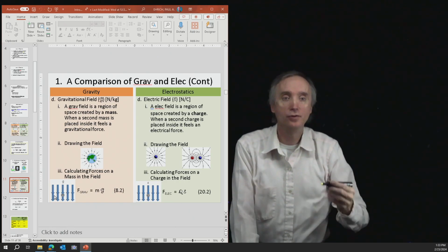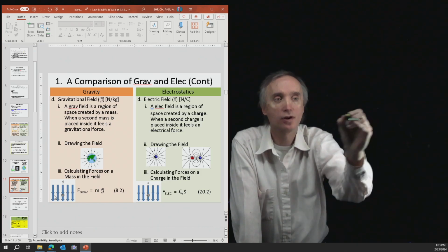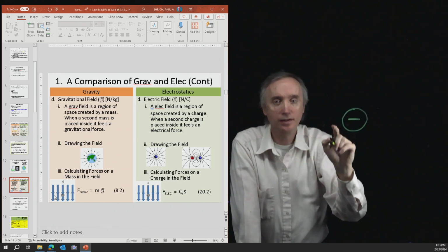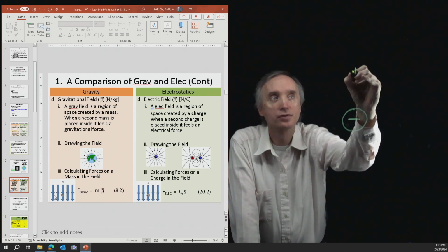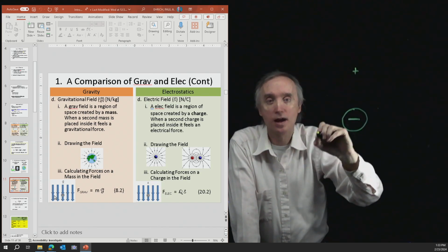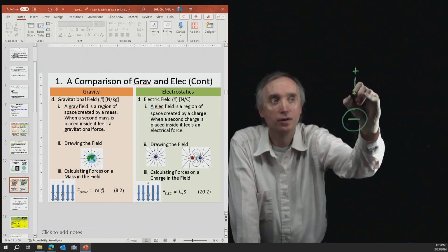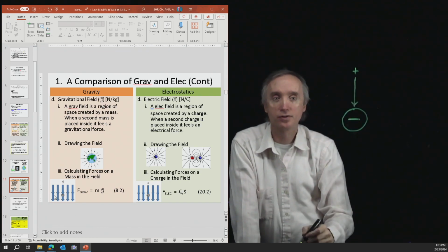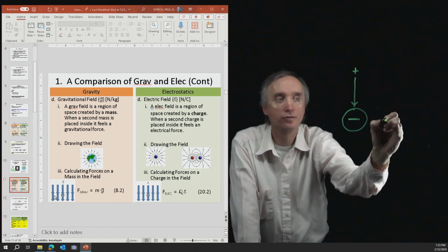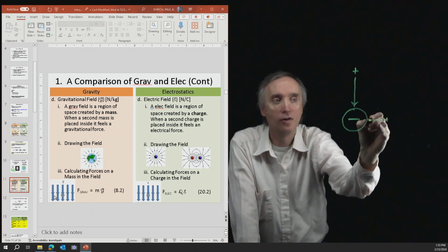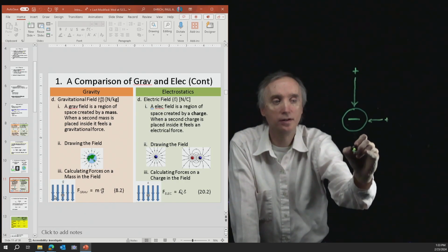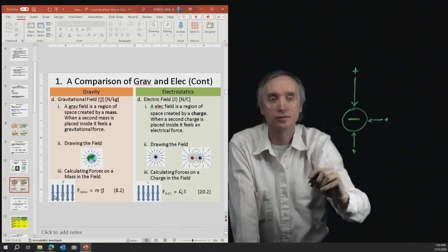So if you had a negative charge, and then you take a teeny tiny positive charge and let it go. Well, opposites attract, so this charge would fall towards that charge. Now, let's take the same teeny tiny charge and put it over here. Well, it's going to fall in that direction. And if you take the teeny tiny charge down here, it's going to fall in this direction.